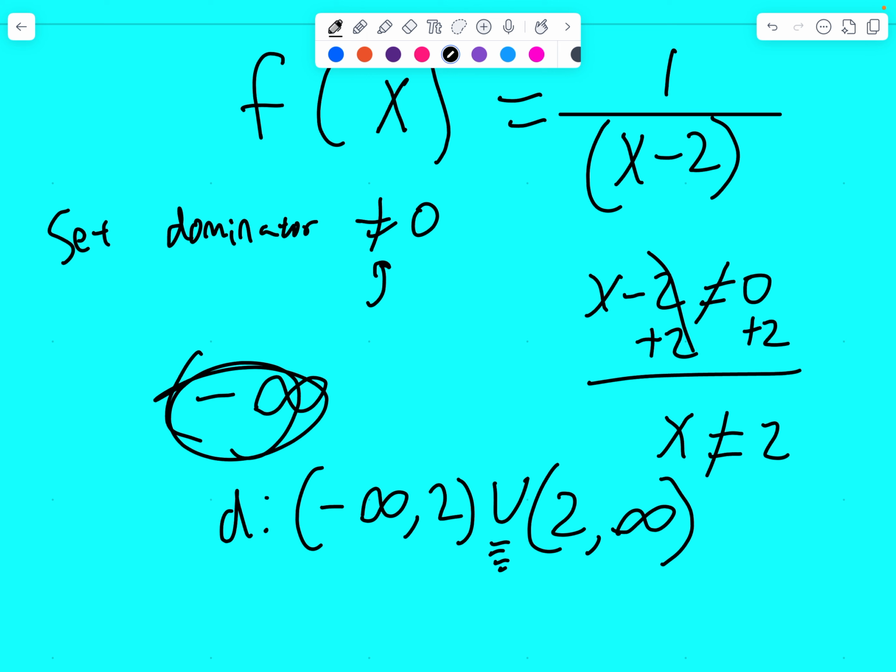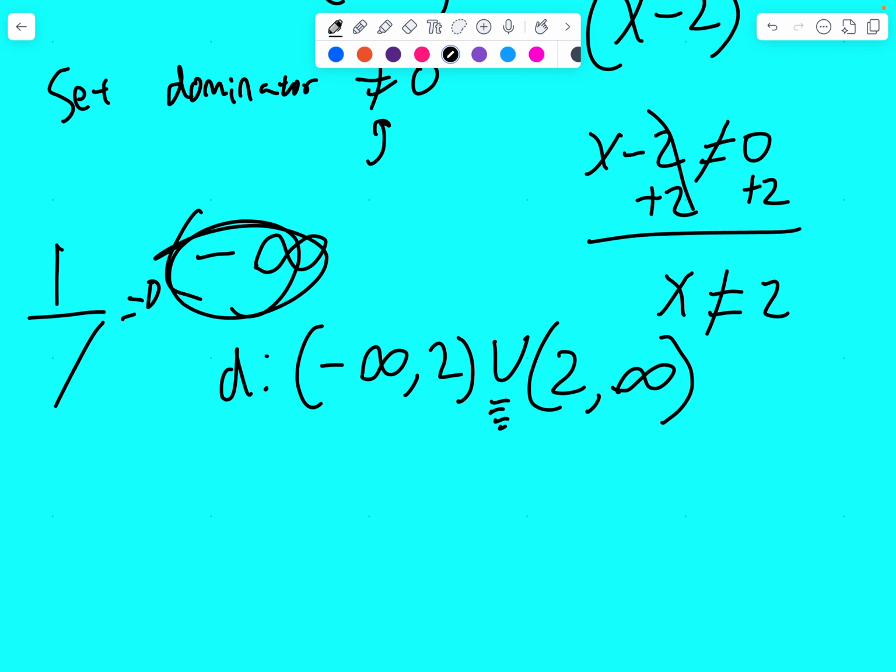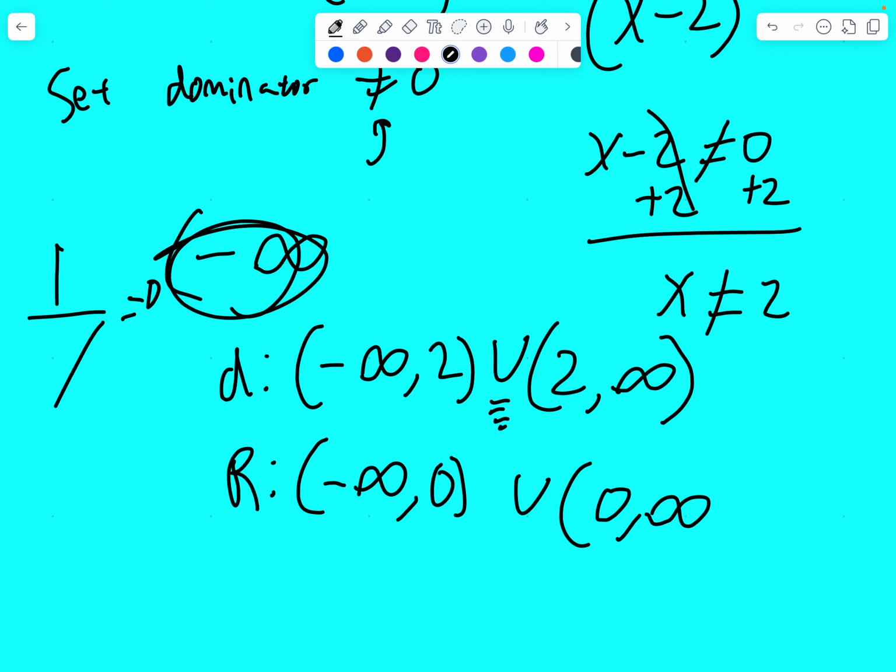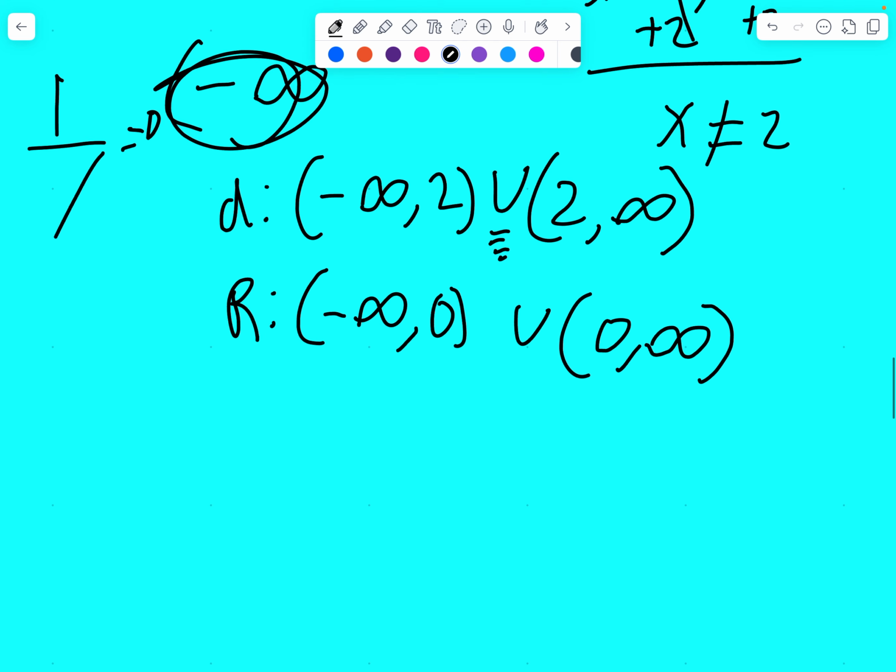A rational function like this can never output y equals 0. There's no way to make 1 over something equal 0. 1 divided by what will get you 0? Nothing. So that's my domain. My range would be negative infinity to 0, 0 to infinity. These create asymptotes, lines the graph cannot cross. That's what asymptotes means. Okay.